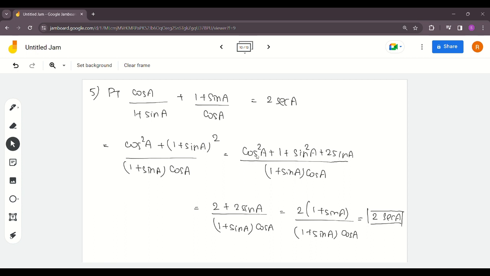Now you can see cos square plus sin square here is 1. So 1 plus 1 is 2. So you will get 2 plus this term 2 sin A by 1 plus sin into cos. So here 2 is common in the numerator. If I take common factor of 2 outside, I will be getting 1 plus sin by 1 plus sin into cos. Now 1 plus sin and 1 plus sin will get cancelled. So you get 2 into 1 by cos. So 1 by cos is secant. So 2 secant A, that is your right hand side, hence proved.